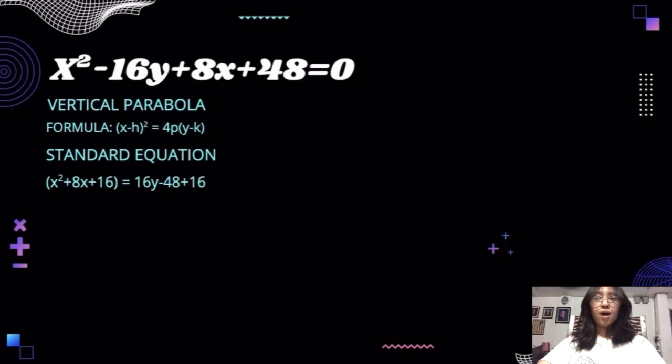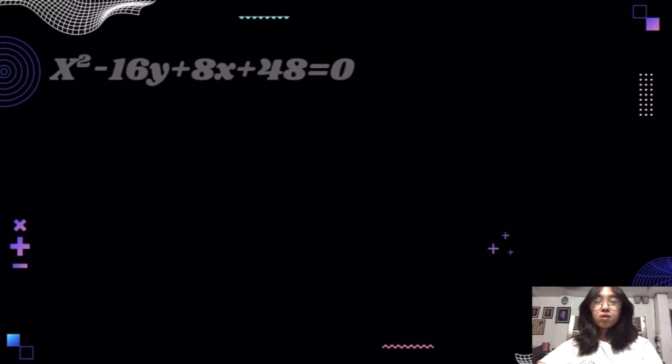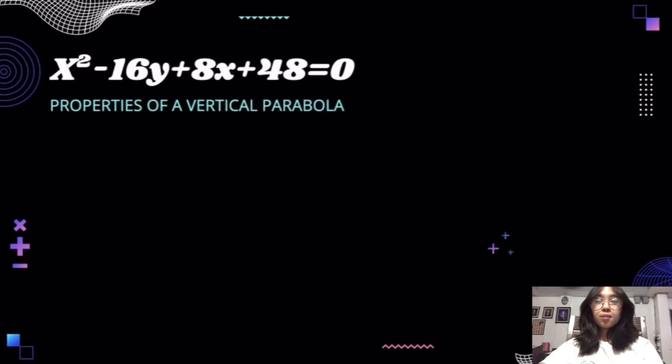Now we need to factor the x squared plus 8x. So x plus 4 squared is equal to 16y minus 32. Now, we need to factor the y. So, x plus 4 squared is equal to 16y minus 2. After we solve for the standard equation, we now need to solve for the properties of a parabola.